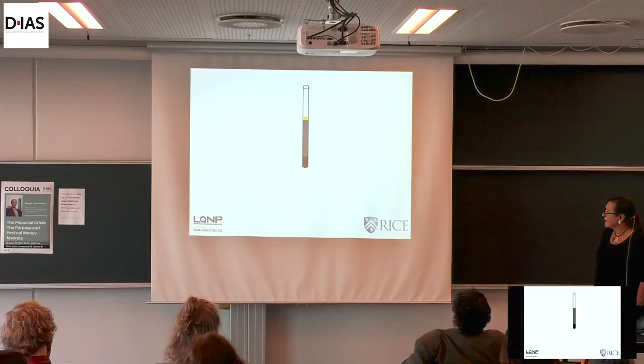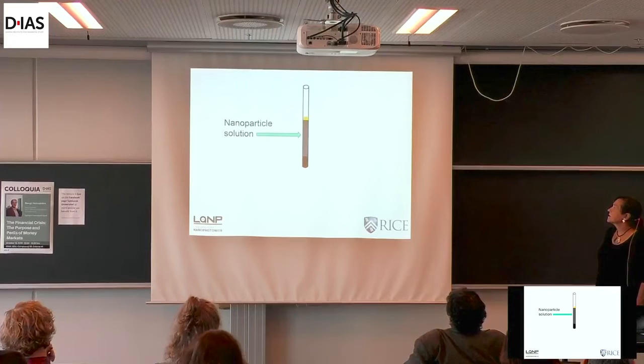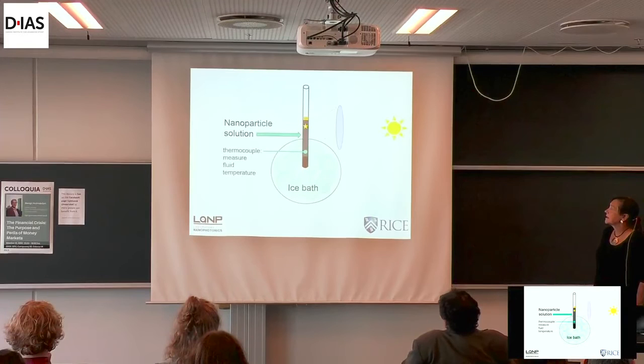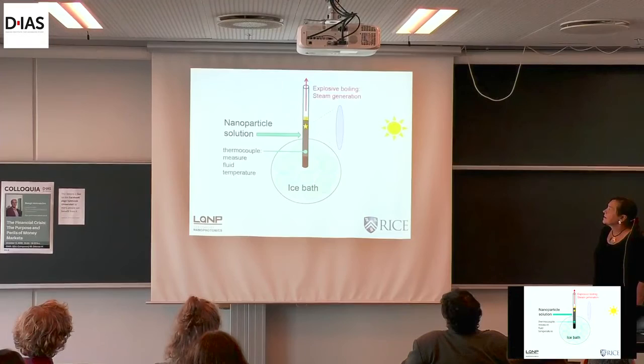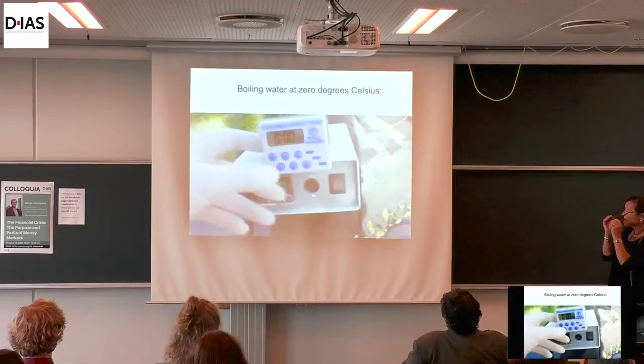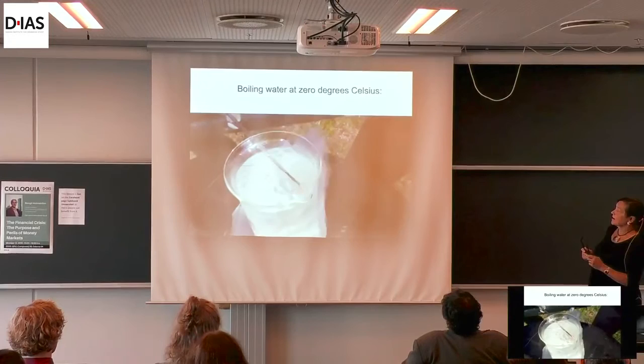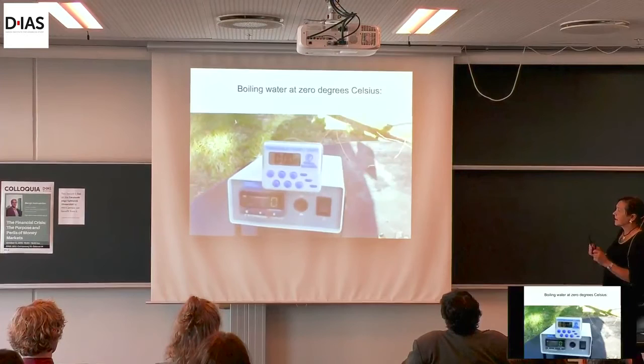I'll show you a very simple video. So I need to describe the video first. We have a solution of nanoparticles and a thermocouple in the bottom, and we stick this in an ice bath, and then we focus sunlight onto this small test tube, and we have a little plug of oil at the top to show that we generate steam. We have a timer here for dramatic effect and the thermocouple at the bottom, and here's our solar simulator. We really use the sun. We focus sunlight, and within about 10 seconds or so, we make steam generation, so it's very quick.